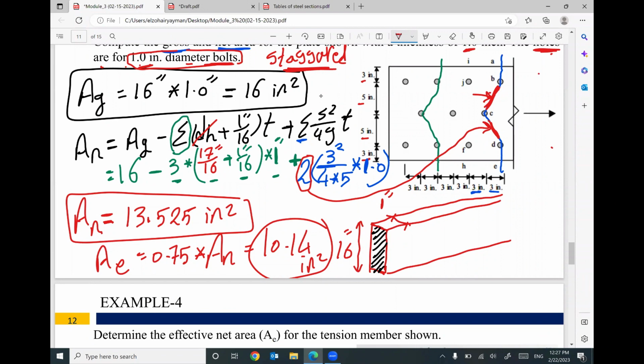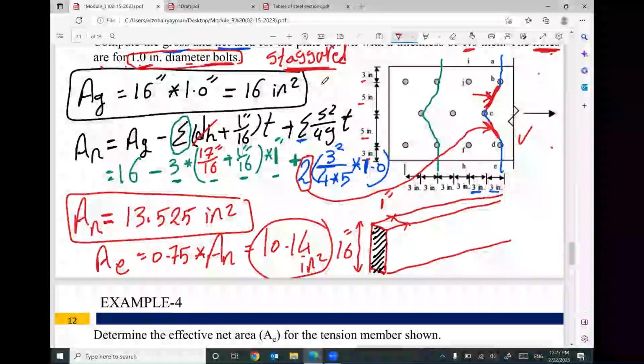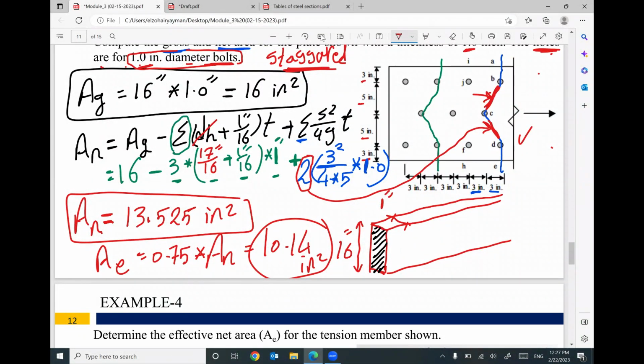So maybe in your exam, I will ask you only to figure out what is the area net. I will give you something staggered like this, and you need only to put your numbers to figure out the area net. Any question? If you have any question, go ahead and let me know.